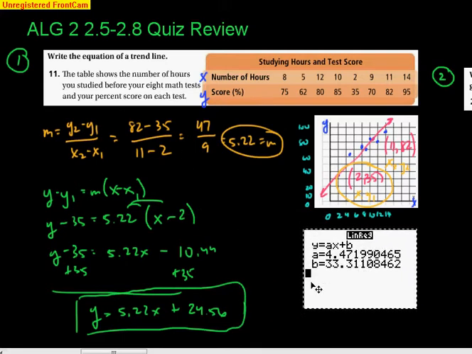So my equation for this problem was y equals 4.47x plus 33.31. Compared to ours, not exactly right, but 4 and 5 are pretty close, and 24 and 33 are not too far off. Okay, so again, my picture might be terrible, who knows? But there you go. By hand, by calculator, make sure you know how to do this, please.